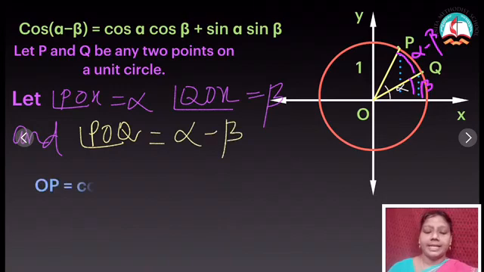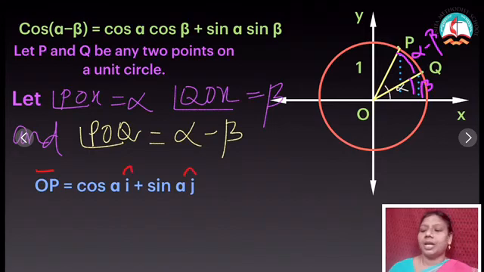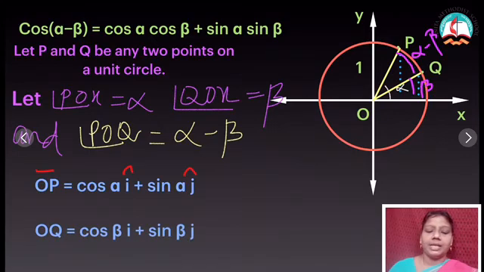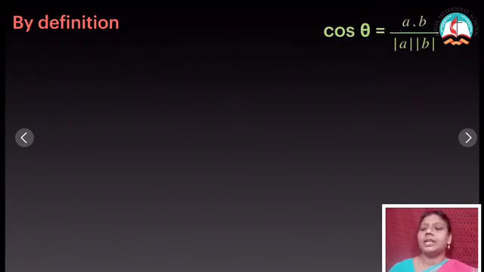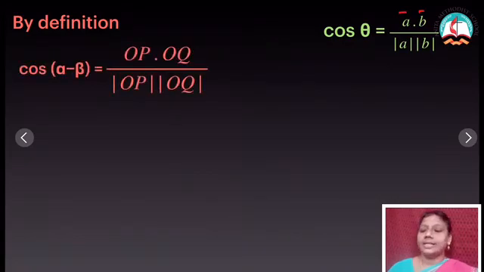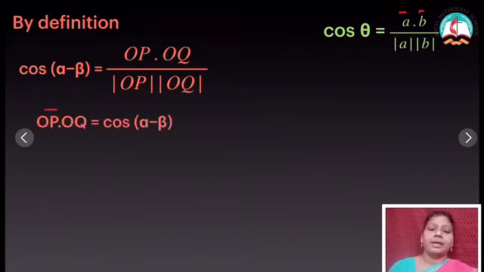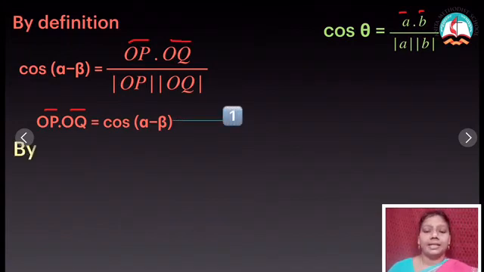Now we are taking the value of OP, that is cos alpha i plus sin alpha j, and OQ is cos beta i plus sin beta j. Is that clear? Now we use the definition: cos is in the form of a dot product. So we take cos of alpha minus beta, because that is the angle between P and Q. Therefore, OP dot OQ is equal to cos(alpha minus beta). This is equation 1.